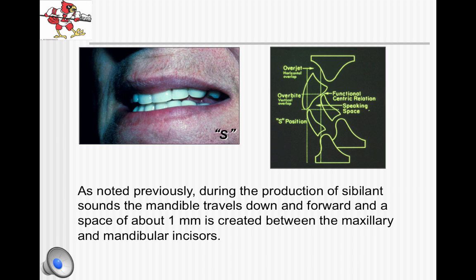During the production of sibilant sounds, the S sounds, as in 66, 77, the mandible travels down and forward, and a space of about 1 millimeter is created between the maxillary and mandibular incisors during the making of these sounds. Look at the image on the left and on the right. The individual is making S sounds. We test our tentative tooth placement position with the use of our occlusal rims when we try them in the mouth.